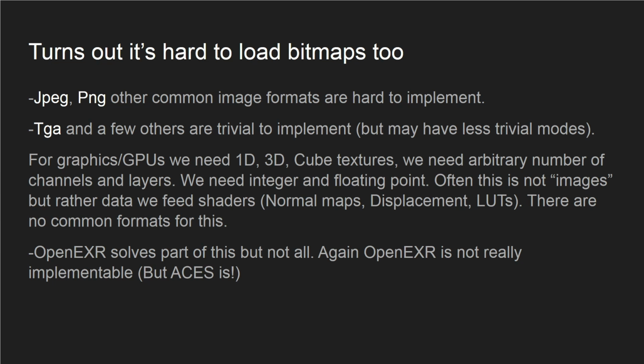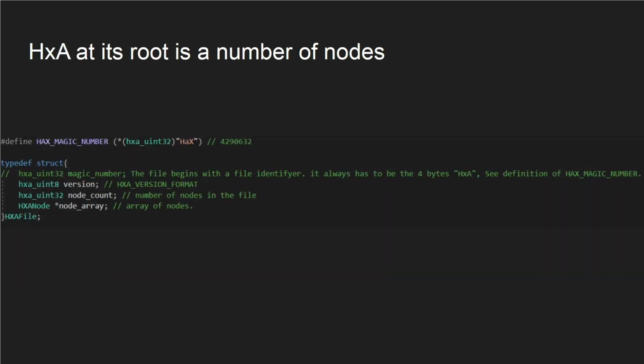OpenEXR solves some of this, because at least you get floating point images. But again, OpenEXR is not really implementable. There's a subset called ACES, which is, but that standard is hard to come by. Okay, so we have this common problem. So let's look at HxA.